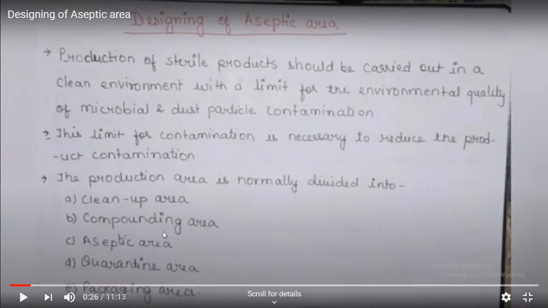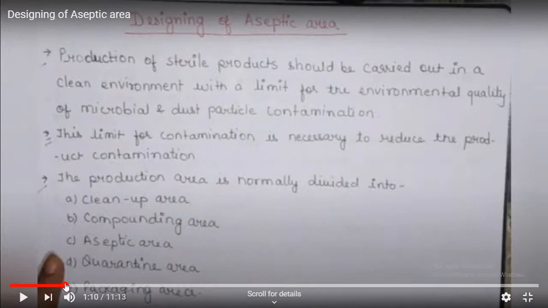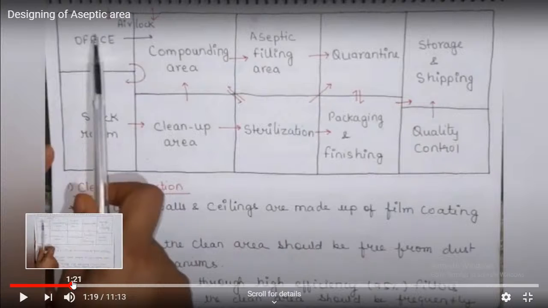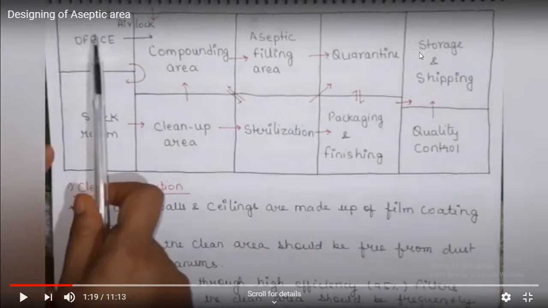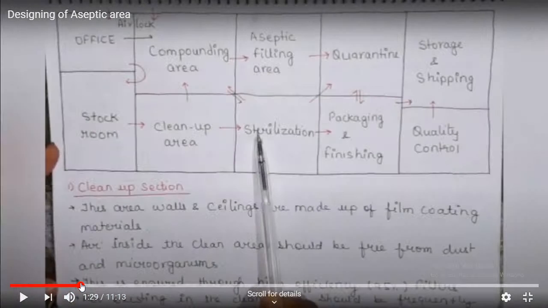First one, cleanup area; second one, compounding area; third one, aseptic area; fourth one, quarantine area; and next one, packaging area. In that, we will see how the aseptic area is going to be designed. So this is all about the production or manufacturing layout, how the production area is designed.